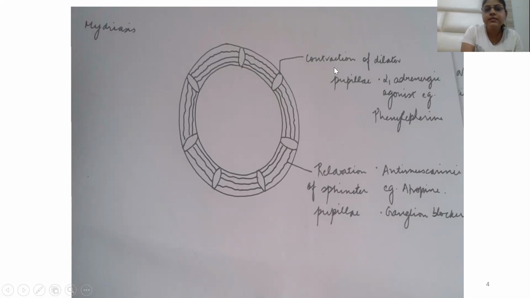Active mydriasis is by the contraction of the dilator pupillae muscles, that is, the stimulation of alpha-1 receptors, and the relaxation of the sphincter pupillae, or the blockage of the M3 receptors on the sphincter pupillae muscles, will lead to passive mydriasis. This is the difference between active and passive mydriasis, and basically this is what I was going to discuss with you in this video. I hope you understood the difference between active and passive mydriasis.